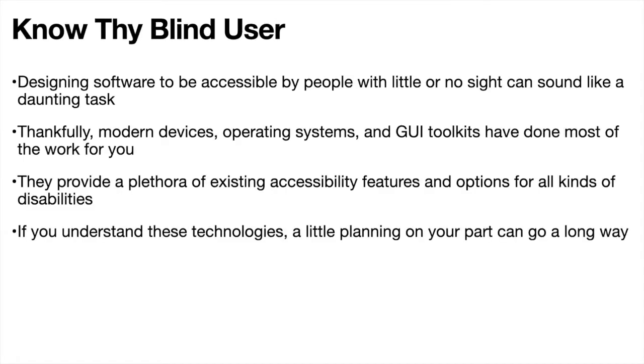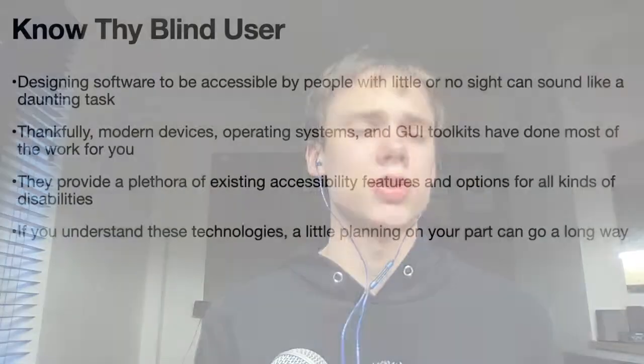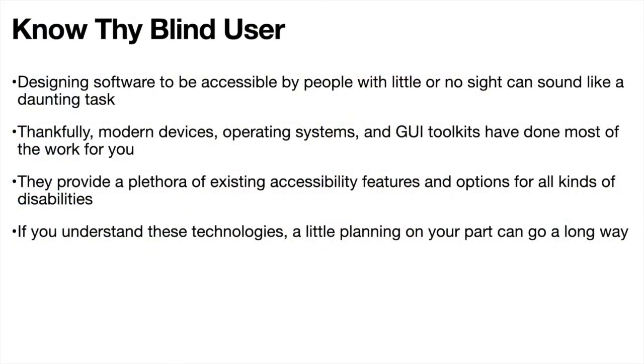Making software accessible for the blind and visually impaired can sound like a very daunting task if you don't understand how blind people use computers. And indeed, sometimes making software accessible can be quite a daunting task, especially if it's visual. But thankfully, operating systems and graphical toolkits already provide a lot of features and have done a lot of the work for you to make the apps and programs you create somewhat accessible out of the box. With that said, although they might be mostly accessible out of the box, a little bit of planning and code on your part can really help improve the experience.